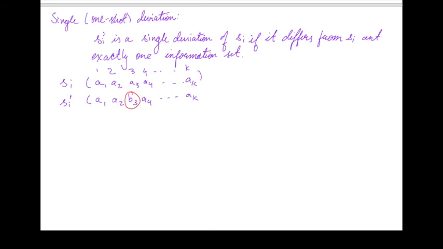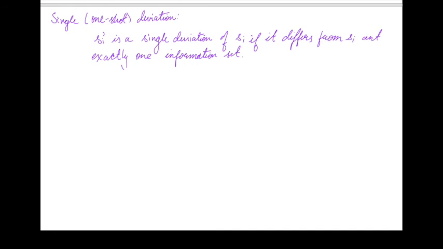Now, why do we care about these one-shot deviations? In order to prove that something is a subgame perfect Nash equilibrium, rather than looking at all possible deviations and showing that none of them are profitable, if you can just look at single deviations and show that there's no profitable single deviations, that's a lot easier to do. And it turns out that is actually enough.